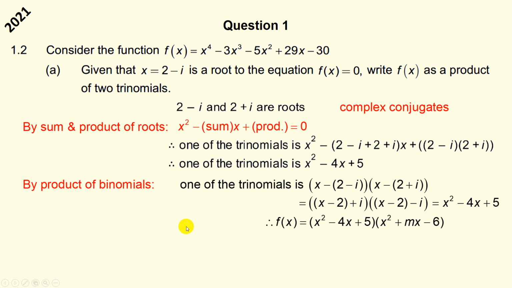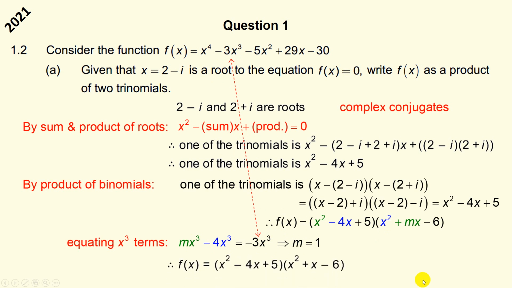Now, I'm not going to multiply it all out. I'm going to equate just the terms of x cubed, because there it's minus 3x cubed. So x squared times mx gives you mx cubed, and minus 4x times x squared gives you minus 4x cubed. Those two combined must give you the minus 3x cubed there. This gives us m equal to 1. So there we put the 1 instead of m, and there we have our product of trinomials.